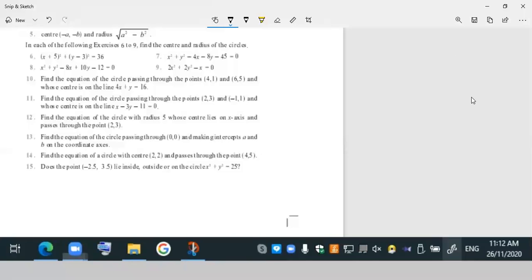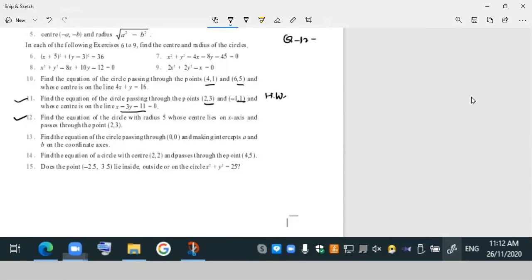So like this, we have to apply the given conditions. The second question is the same type of question, passing through the point like this. This is also passing through the point and whose center lies on the line. So this question is your homework. You can do it. And now find the equation of the circle with given radius, whose center lies on x-axis and passing through the point. Question number 12.